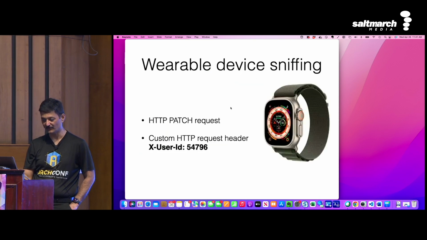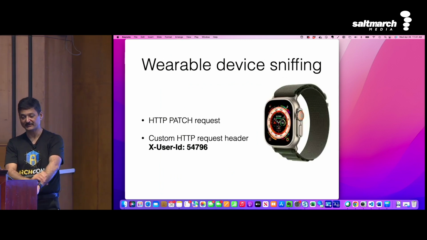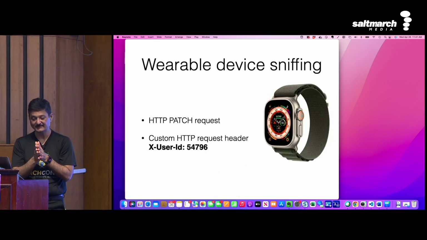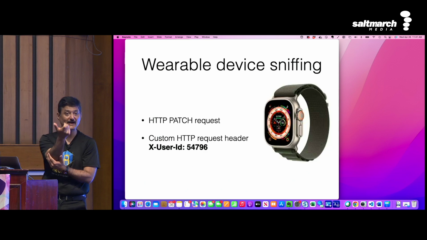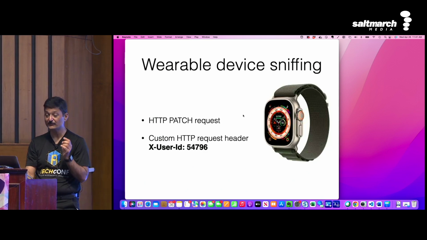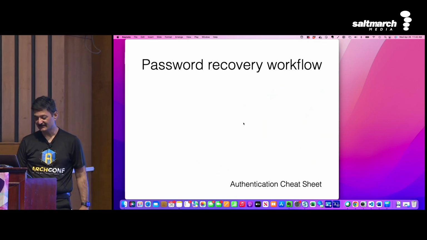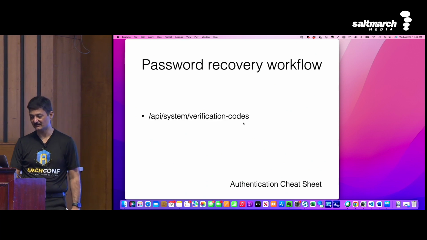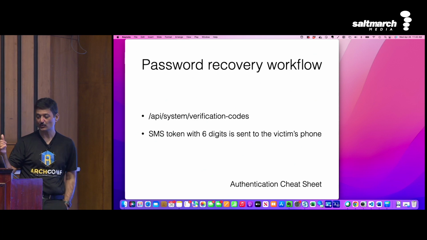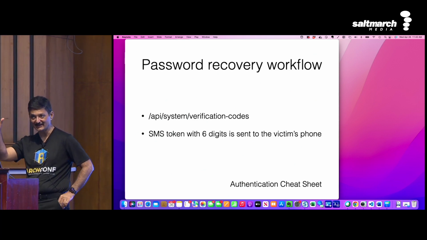Another thing, for anybody using wearable devices, one of the problems which comes in is an HTTP patch request. In the header, you have the user ID. The UID is showing up in that case, or some other information is showing up. Now if you're doing a two-string operation on this, that's not good. There is an authentication checklist. You can go through that on your own. But you're trying to send an SMS token with 6 digits to the victim's code. That is being sent.